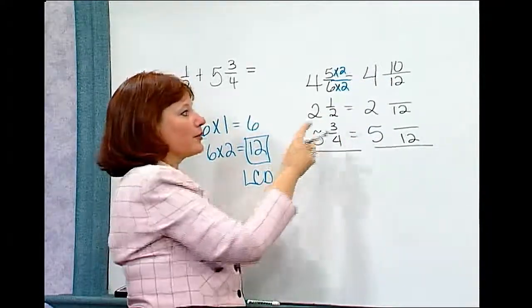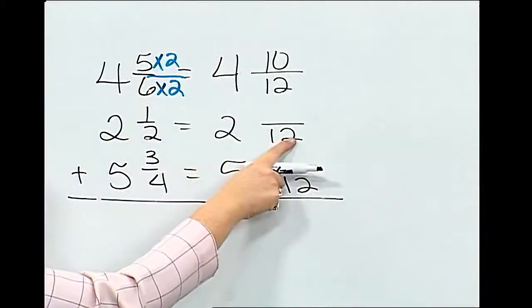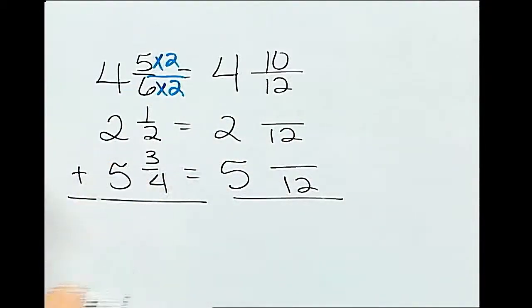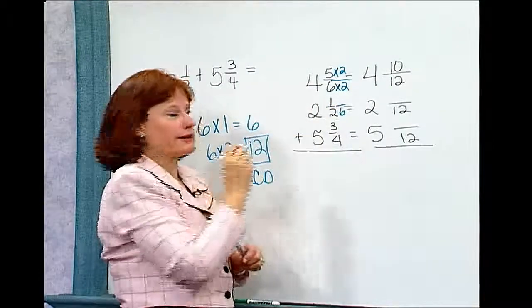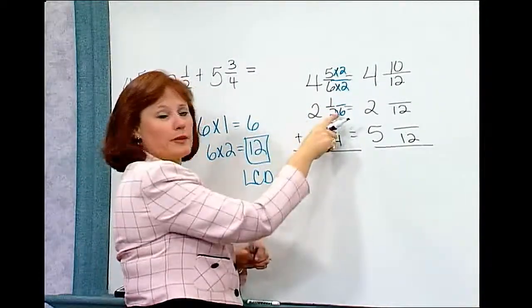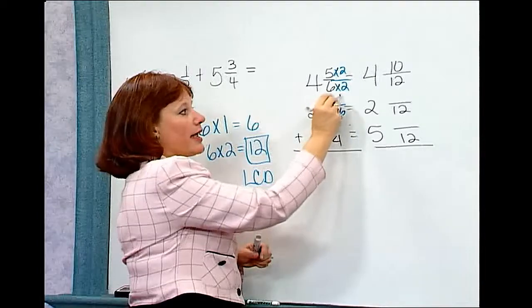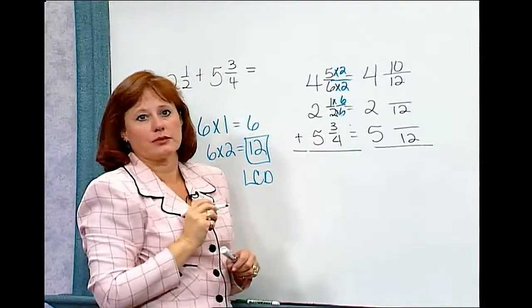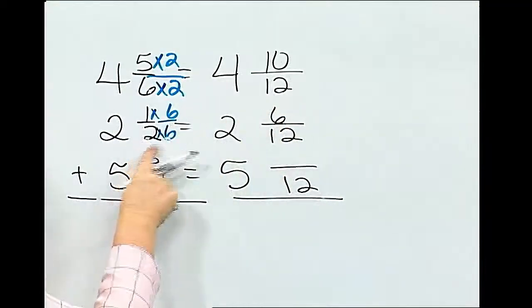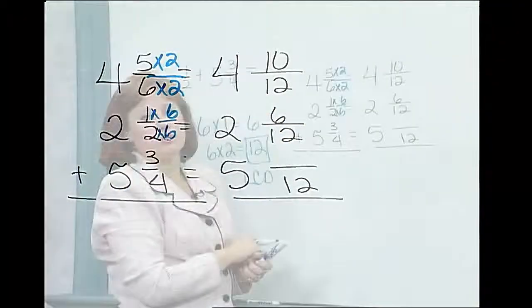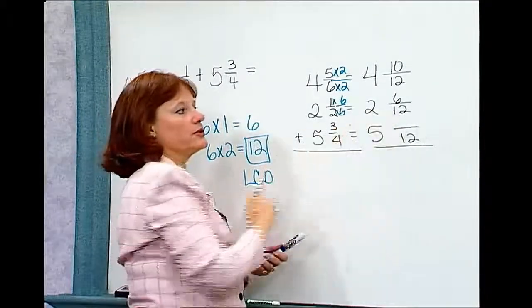In the next example, I'm trying to change 1/2 into 12ths. I need to multiply 2 by a number that will make it equal 12. So I'll multiply it by 6. If I multiply the denominator by 6, I have to multiply the numerator by 6 as well. 1 times 6 is 6, and 2 times 6 is 12. So 2 1/2 is equivalent to 2 and 6/12.